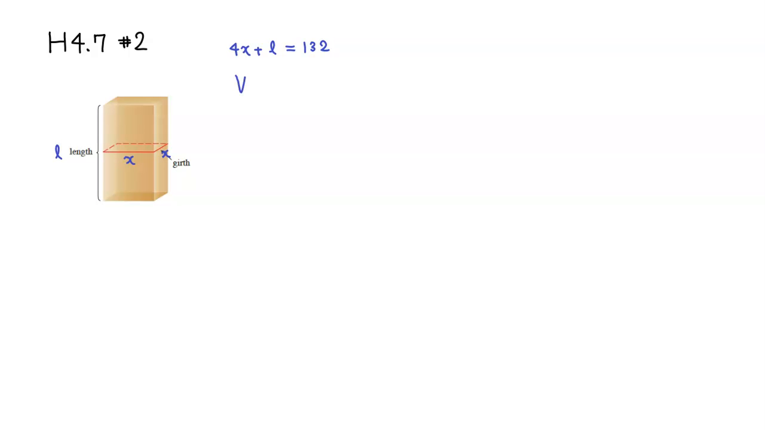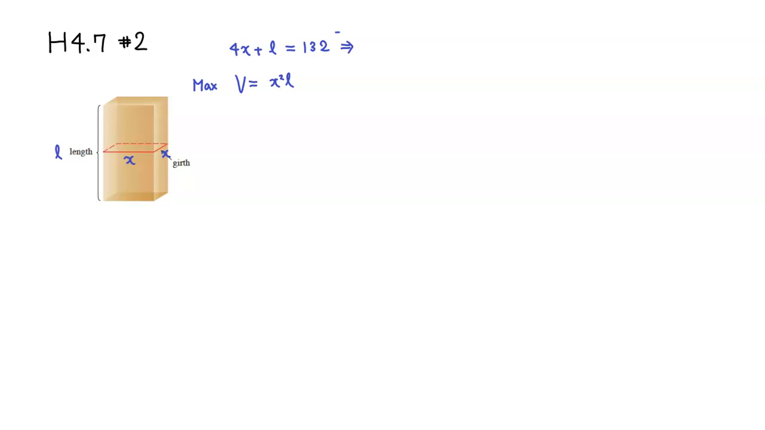Then the volume is easy to find. The volume is simply x times x times L, so it's x squared L. Then we want to maximize this. Since I don't want to deal with x and L at the same time, I'm going to use this first equation and solve for L.